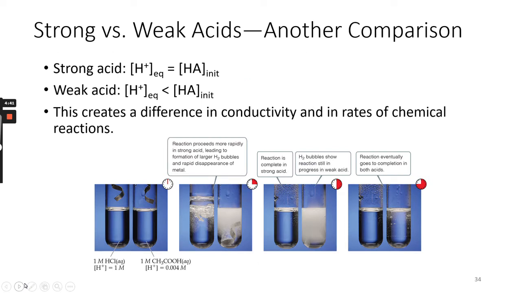Another comparison between strong and weak acids. In a strong acid, your hydronium or H plus concentration will equal the concentration of your acid. In a weak acid, your hydronium or H plus concentration will be less than your initial concentration of your acid, remember, because not all of it will ionize. This also creates a difference in conductivity and the rates of the reaction. Your strong acids will react faster than your weak ones.